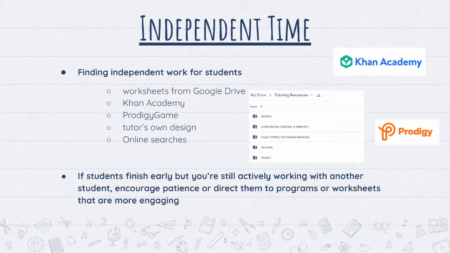Students working independently might finish their problems while you're still actively working with the other student. Remember to encourage patience or direct them to more engaging programs or worksheets so one student does not block out the other student's access to your tutoring.